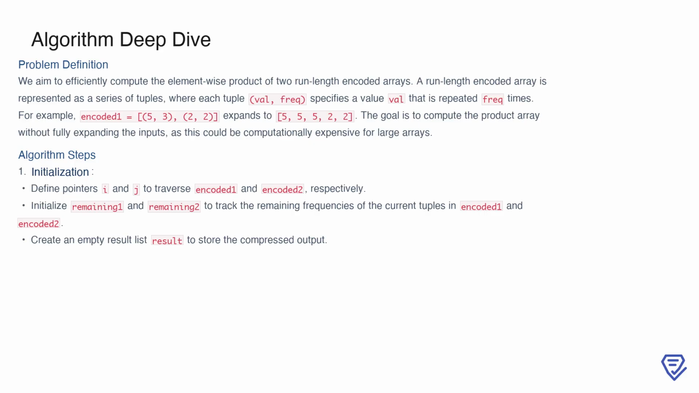To achieve this, we initialize pointers i and j to traverse the two encoded arrays, encoded1 and encoded2. Additionally, we use variables remaining1 and remaining2 to track the frequencies left to process in the current tuples. Finally, we create an empty result list to store the product array in run-length encoded form. This setup allows us to handle the inputs efficiently without unnecessary memory usage.